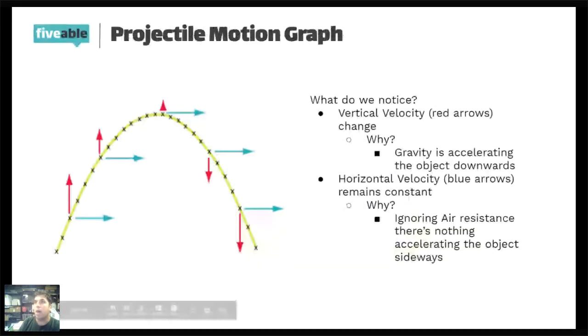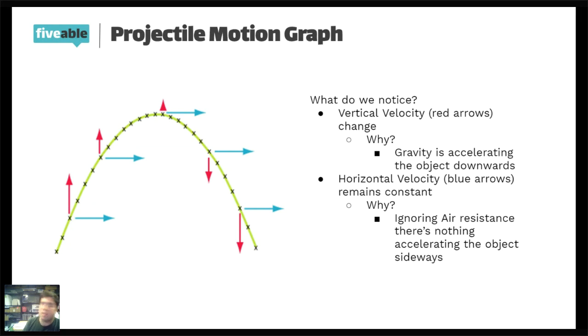Okay. So here's an image of what we kind of saw happened here. This one's for a thrown up, but it's exactly the same as a push sideways. The vertical velocity changes. It goes up, up, up, then down, down, down. But the horizontal one stays constant.